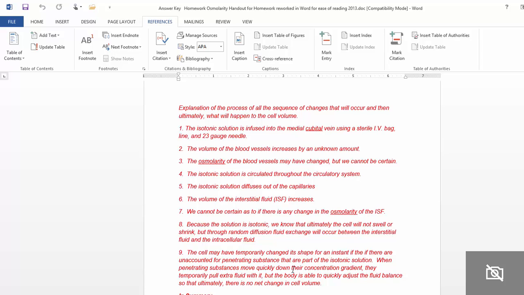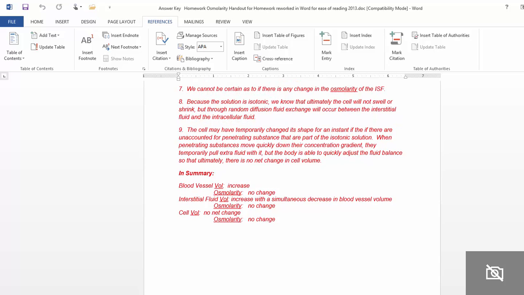So does water movement go in and out of the cell? Yes. Does the volume change temporarily? Probably, but grossly, at net level, no. Okay. So in summary, so then you can summarize it. Okay. So this is a summary. Again, this is the easiest problem you can have.